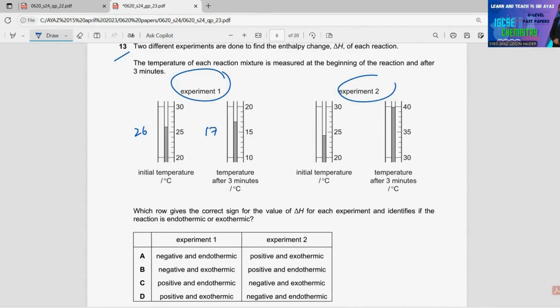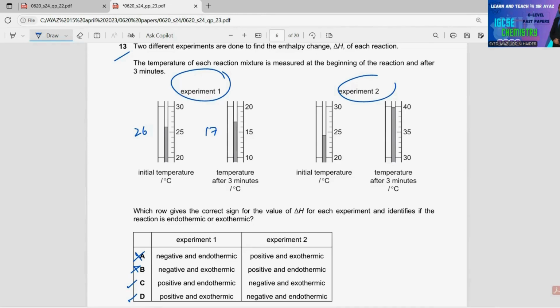So it must be endothermic. That's for sure that must be endothermic and the sign for endothermic is positive. So either C is correct or D is correct. Both A and B is incorrect. Now let's see the experiment 2. In experiment 2, the initial temperature is 24 degrees centigrade and the final temperature is 40 degrees centigrade.